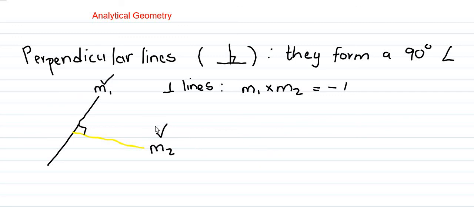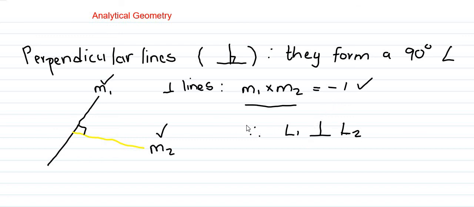So we calculate the gradient of line 1, we calculate the gradient of line 2, we multiply them, and then we get minus 1. Then it means that line 1 is going to be perpendicular to line number 2. And that's how you prove that two lines are perpendicular. We calculate the gradient of line 1, the gradient of line 2, and then their product, when we multiply, we will find minus 1 every time.